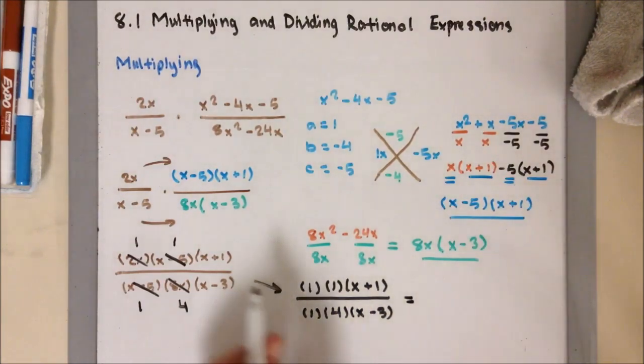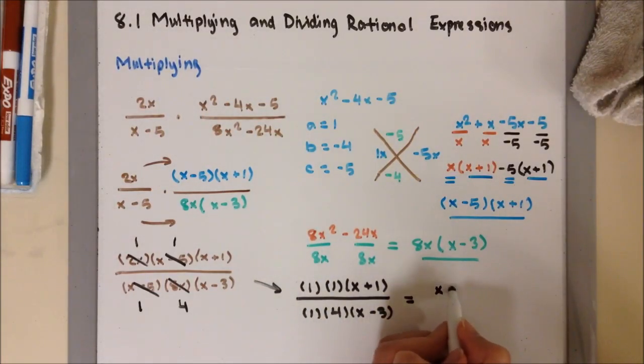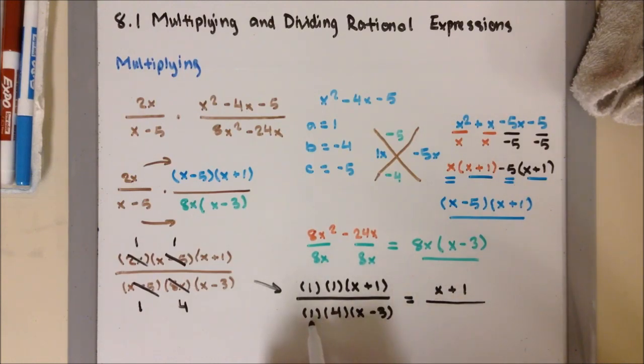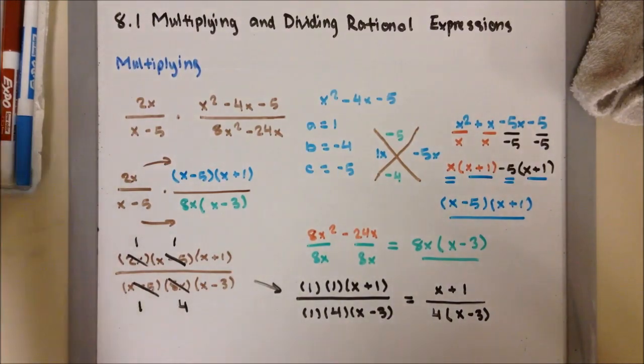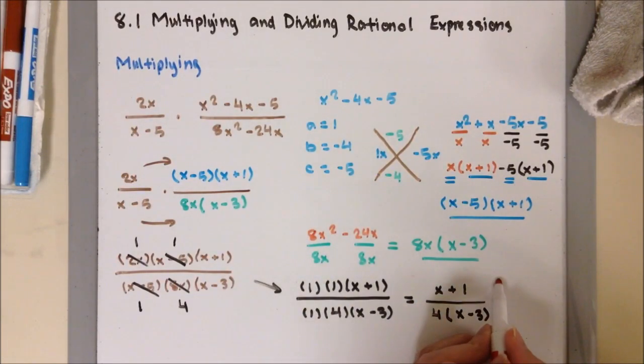So let's multiply the numerator. 1 times x plus 1 will simply be x plus 1. Since it's by itself, I can write it without parentheses, but it's okay if you want to include it. For the denominator, 1 times 4 times x minus 3 will simply be 4 times x minus 3. I just include parentheses on the x minus 3 because it's multiplying by the 4. You can include parentheses on the 4, but you don't have to. And then checking, there's nothing I can do to simplify, so this will be my final answer.